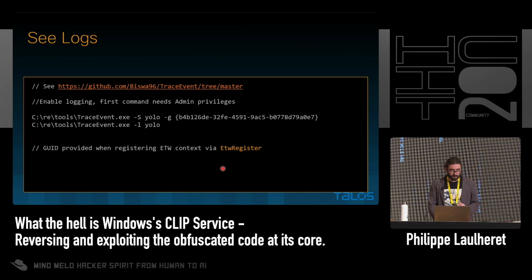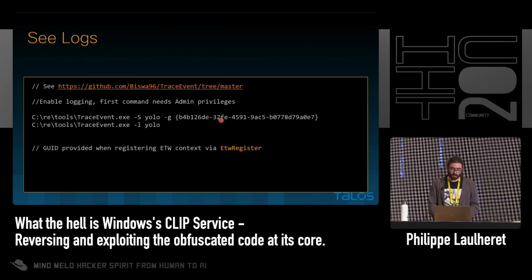And as a bonus slide, if you want to look at these logs, you can use this tool, TraceEvent, on GitHub. It's using, I think, maybe an undocumented API, I'm not sure. But if you use these two commands, you can basically start printing in the shell all the events that are being logged. And this GUID here comes from when clipsp registers its event provider, by calling this function. So that's specific to clipsp.